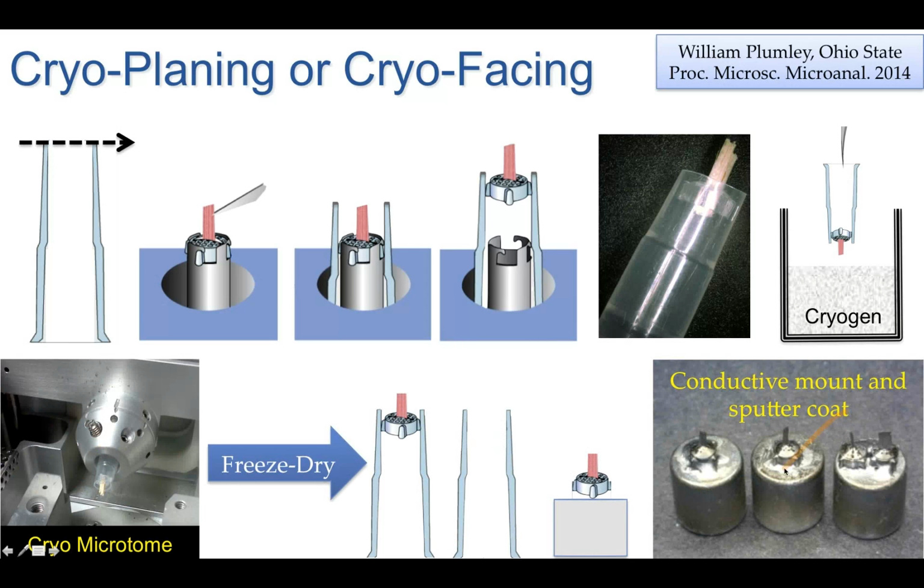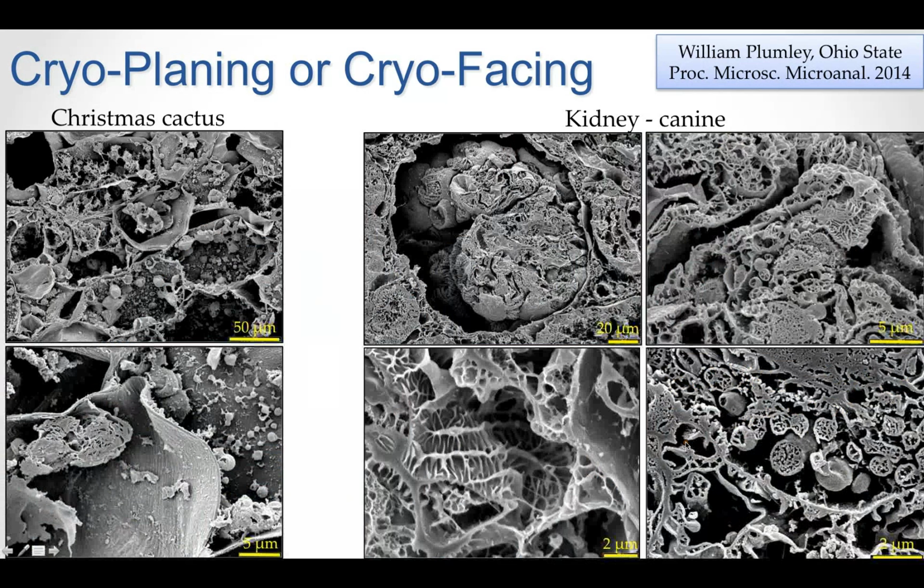So they were transferred and then conductively mounted and sputter coated. So here we see the tissue samples being exposed. And this is the kind of micrographs that one can obtain. Here's that plant tissue. It was Christmas cactus, and we have a cross-section through it at low and high magnification.